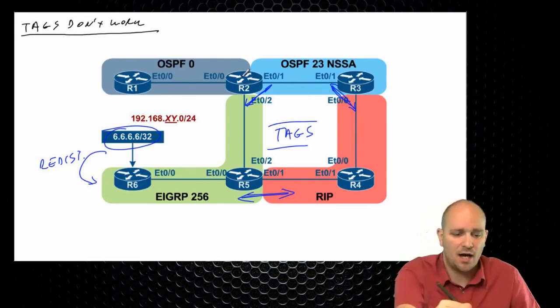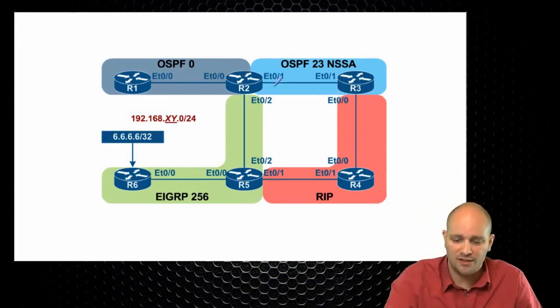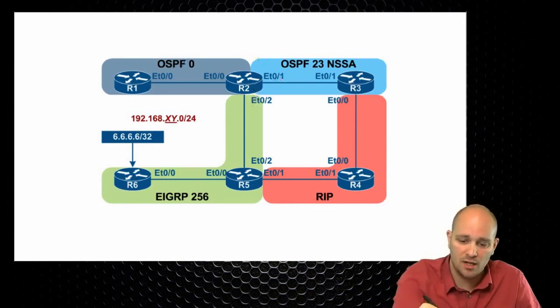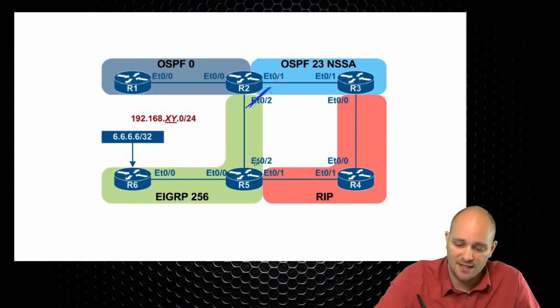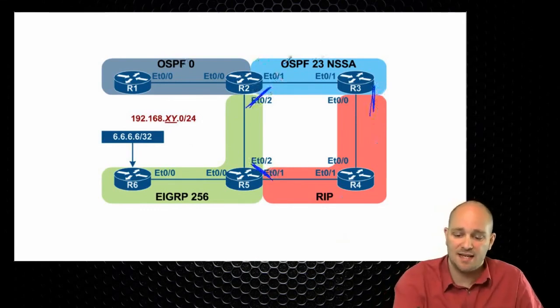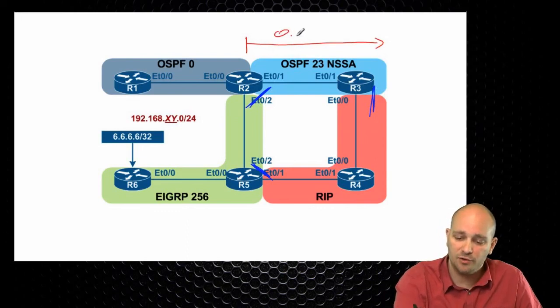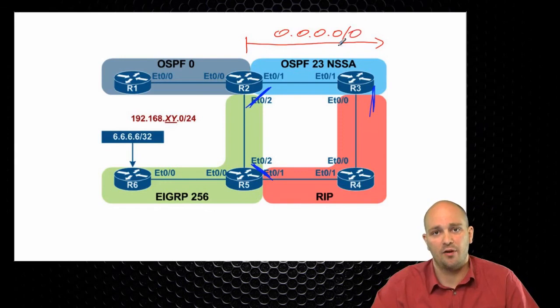So tags are now in place. You have configured the tags, you have configured your redistribution, so that is all in place now. And now the next task comes in. The task says on R2, inject the default route into your NSSA area. You do that and there is no problem.